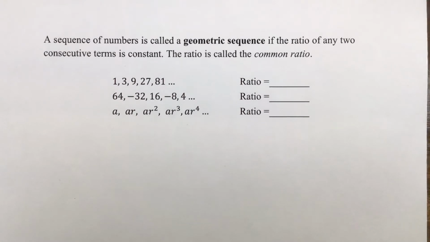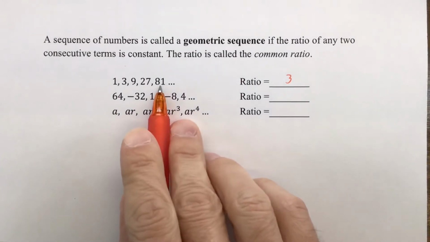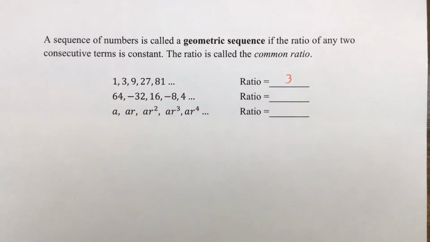So the common ratio for that one will be 3. But again, you can think of that as a factor that you apply to produce the next term. For example, 81 times 3 will give you 243.